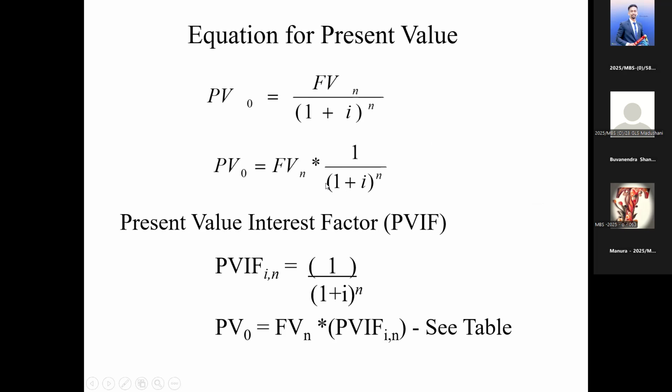The present value discount factor is this. How can we calculate the discount factor? 1 divided by 1 plus I. Here I use the term I for interest rate. It can be R, required rate of return, or cost of capital. So that is power n.